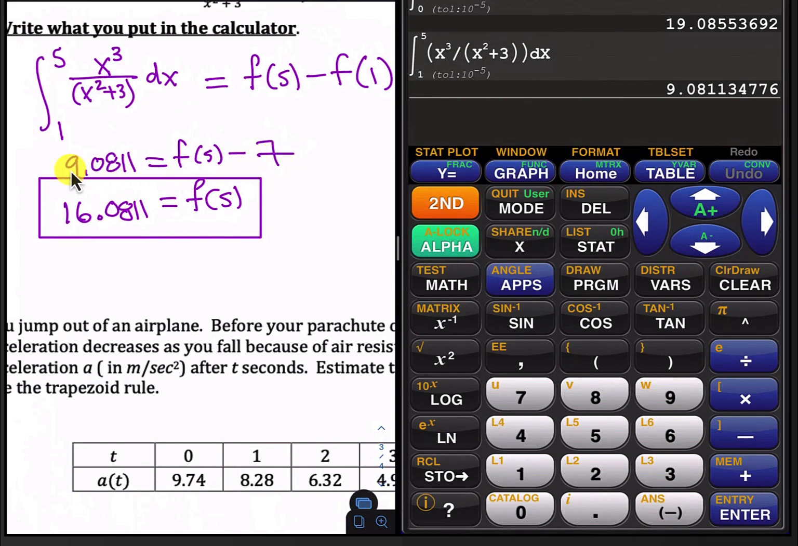Just add 7 to both sides, and we get f of 5 is equal to 16.0811. And that's it.